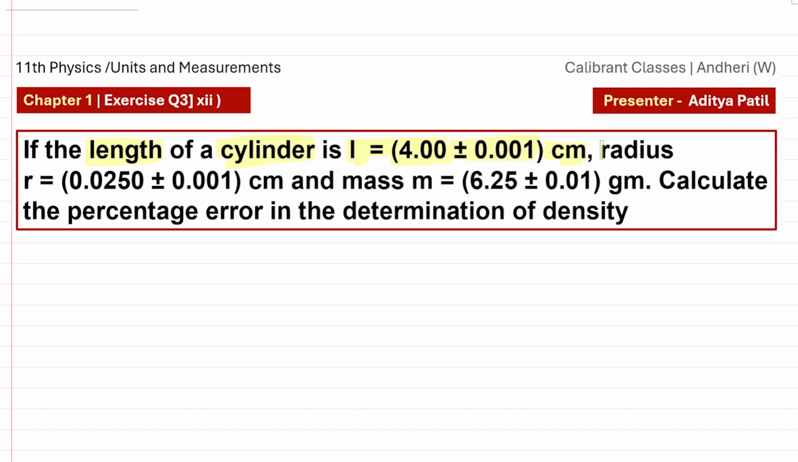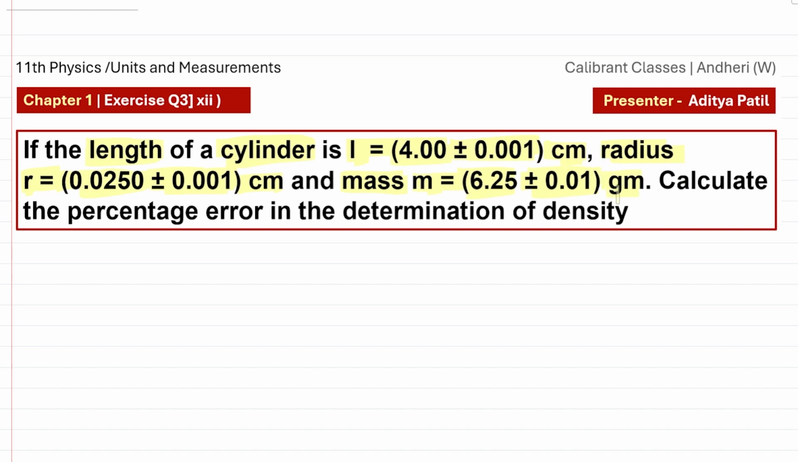Similarly, the second quantity given is the radius of the cylinder, whose measurement is 0.0250 plus minus 0.001 centimeter, where plus minus 0.001 is the absolute error in radius. The third quantity given is the mass of the cylinder, and this mass measures 6.25 plus minus 0.01, where plus minus 0.01 is the absolute error in mass, and these measurements are done in the units gram.